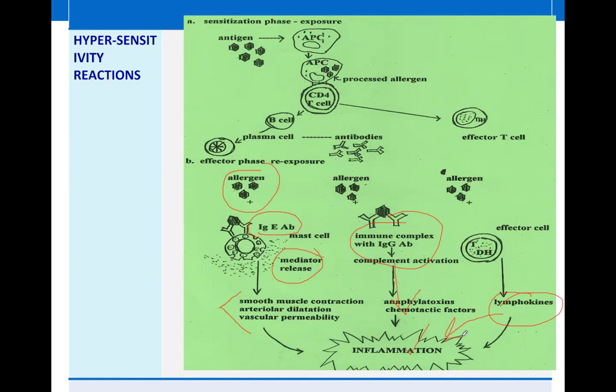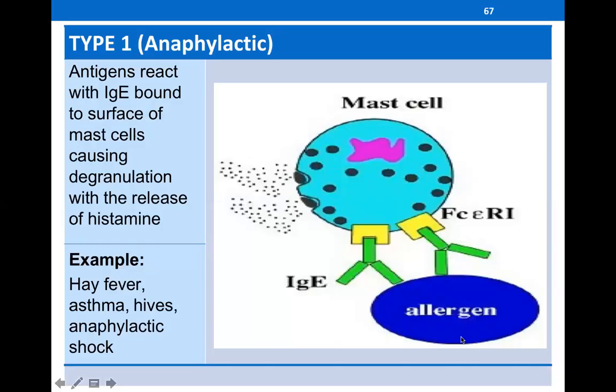And we have 4 types. Now let's discuss this one by one. Your type 1 is also known as your anaphylactic. The antigens just react with IgE bound to the surface of the mast cells, causing degranulation and release of histamine. So in this type of hypersensitivity reaction, examples would be hay fever, asthma, allergy, hives, and when it is left untreated, this type 1 anaphylactic hypersensitivity reaction would produce anaphylactic shock.